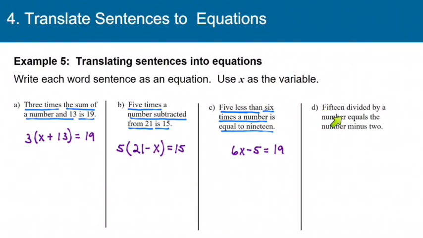So now let's look at part D. 15 divided by a number equals the number minus 2. So I think this is the first time that we have the number appearing twice. So remember, divided by will represent with a fraction bar. So here we'll say 15 divided by a number equals, so equal mark, a number minus 2. So the number is x and then minus 2. 15 divided by a number equals the number minus 2.